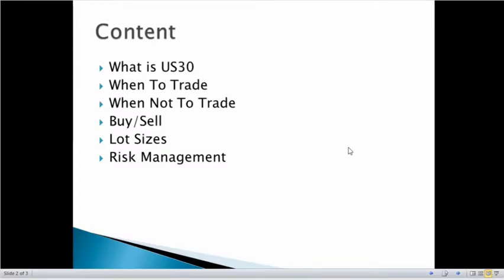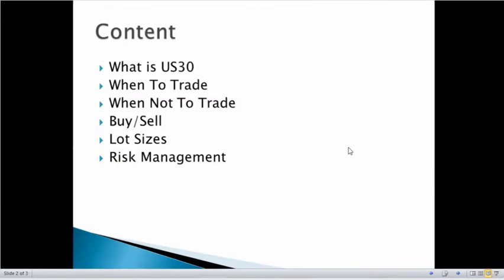It's nothing too top heavy. I don't like to complicate things. I just like to keep things as simple as possible. So now, guys, we understand that the US30 is just an index that measures the performance of the top 30 companies in the US.